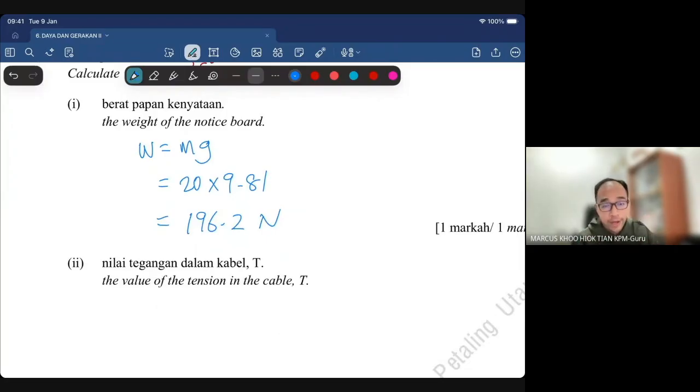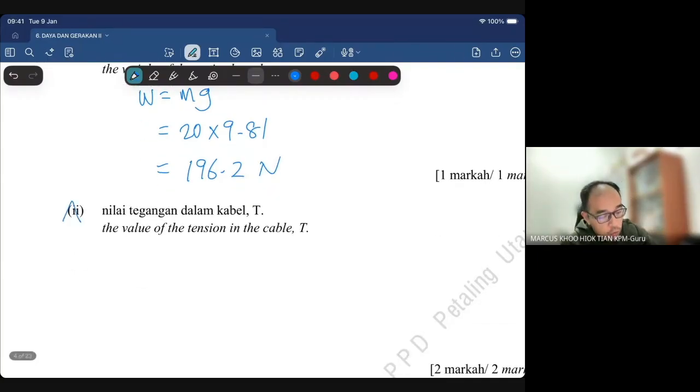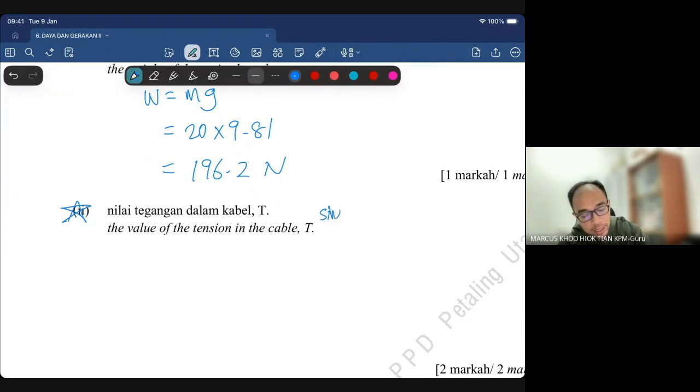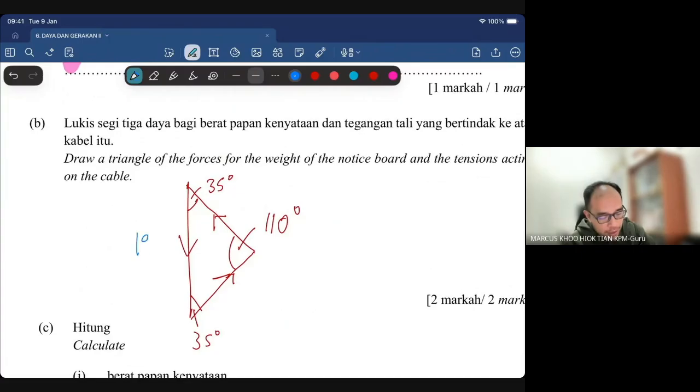Then the value of the tension in the cable T. This is one of the few moments that you should use the sine rule. Don't make life difficult by resolving the forces, use the sine rule. If I have 196.2 newtons over here, I can use the sine rule. I just need to find one of these T's. It doesn't matter which T because they are both the same T.